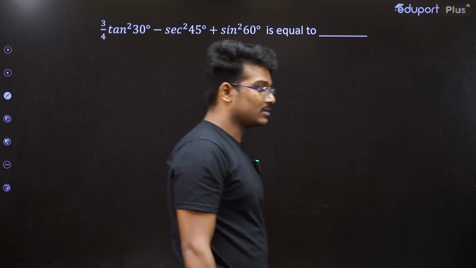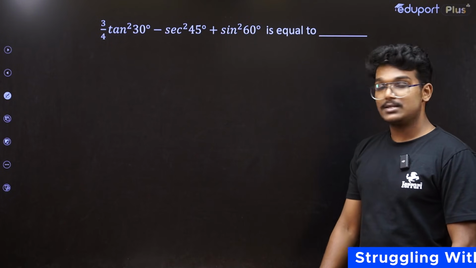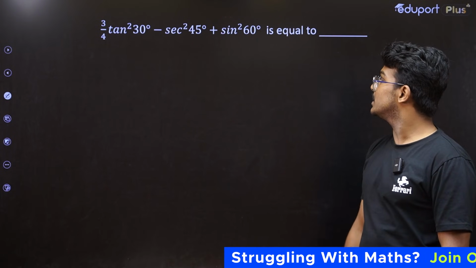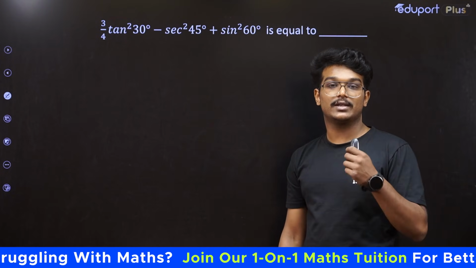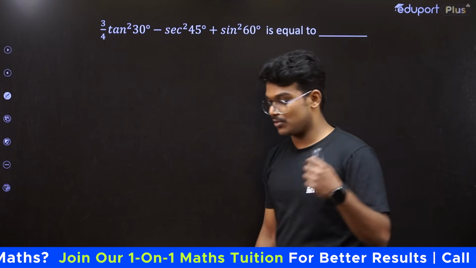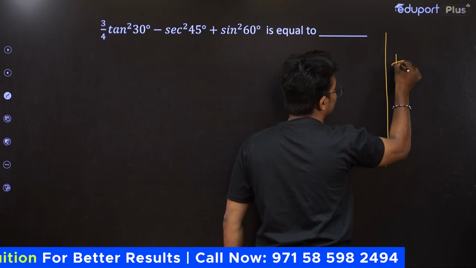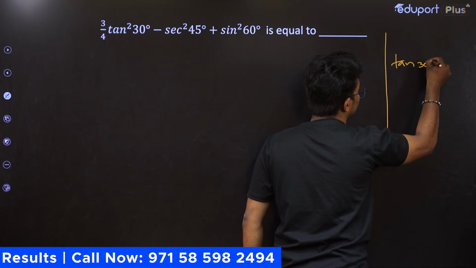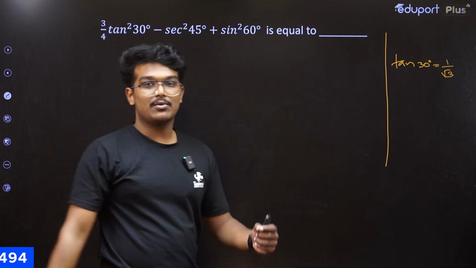The next problem is 3 by 4 tan square 30 minus sec square 45 degree plus sin square 60 is equal to dash. We have to find the value. Okay, let's go. So tan 30, we are writing the values here. Tan 30 degree is equal to 1 by root 3.